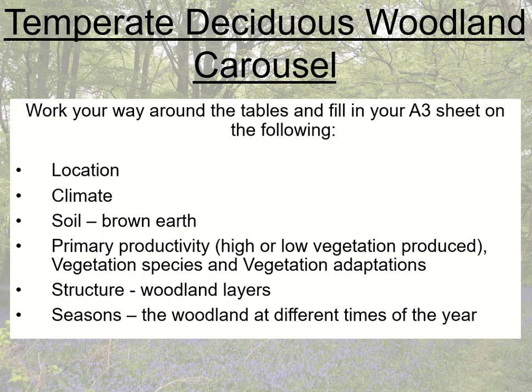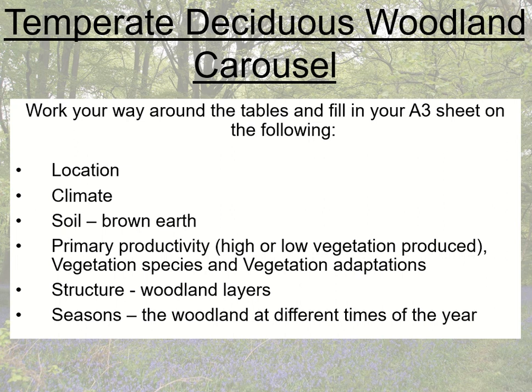So the carousel information, which is again found on 365 separately. If you're in class, you'll be going around to all the different tables, filling in the information. But as the carousel information is saved on 365, you can just go through each of the different sections to complete that A3 sheet. So I've already given you a good start with regards to location and a focus on the structure of the ecosystem.